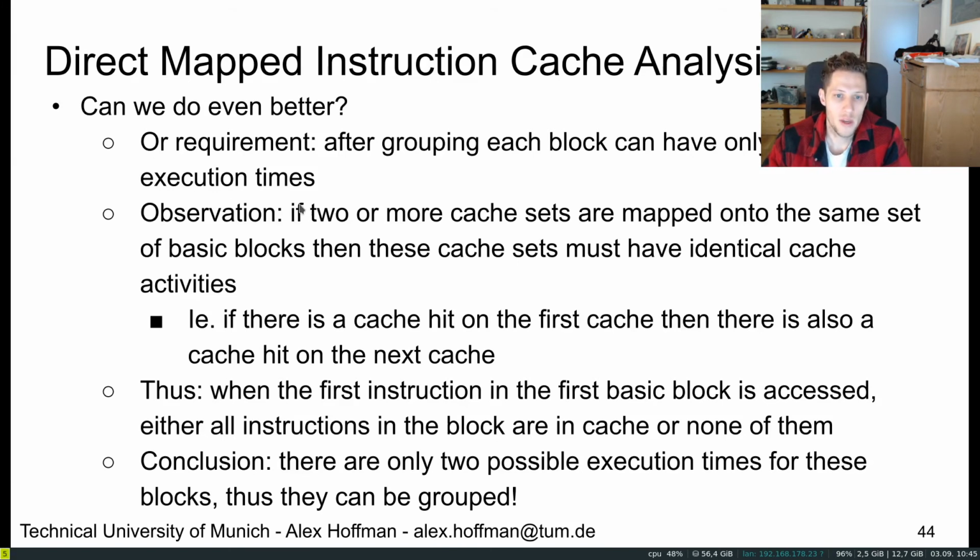We can observe that if two or more cache sets, meaning the instructions that fall onto the same cache lines, are mapped into the same basic blocks, meaning this uninterruptible block of code, then these cache sets will have identical activities. Because if the first one is not in memory, then the second one will also not be in memory, right? So if there's a cache hit on the first cache line, then there's also a cache hit on the next cache line. So we've reduced this grouping, and our requirement is that each block can only have 2 execution times.